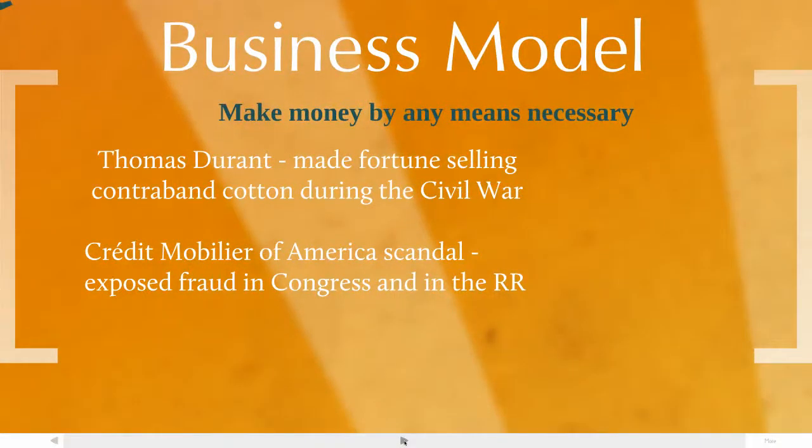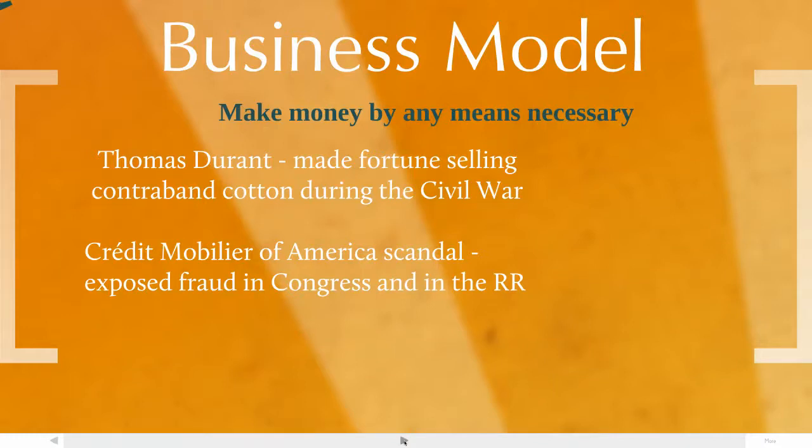So business model, we'll talk more about this in class, but basically they wanted to make money by any means necessary, legal, illegal, they didn't care. So during the Civil War, some of the railroad guys in the East made tons of money selling illegal cotton. Cotton was not supposed to be sold because that's how the Southerners made money, and the North didn't want them to have money. So Thomas Durant in particular makes a bunch of money doing that.